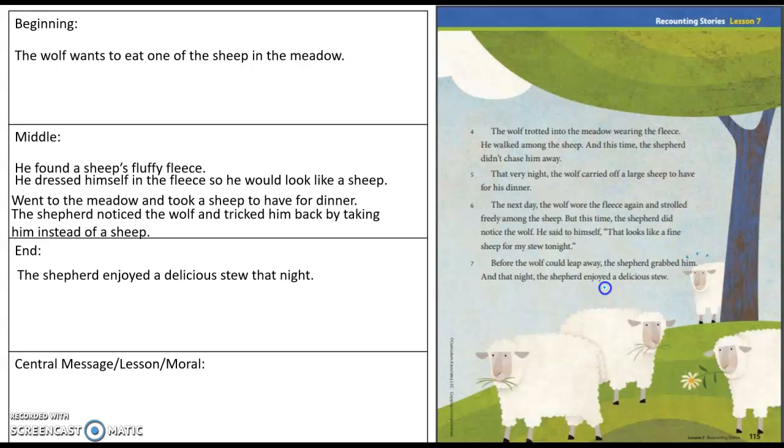So at the end, the shepherd enjoyed a delicious stew. So the shepherd knew that the wolf was tricking him, and he took the wolf instead. So it seems like that wolf learned a really important lesson. You are going to be talking about the lesson the wolf learned in your discussion post today.